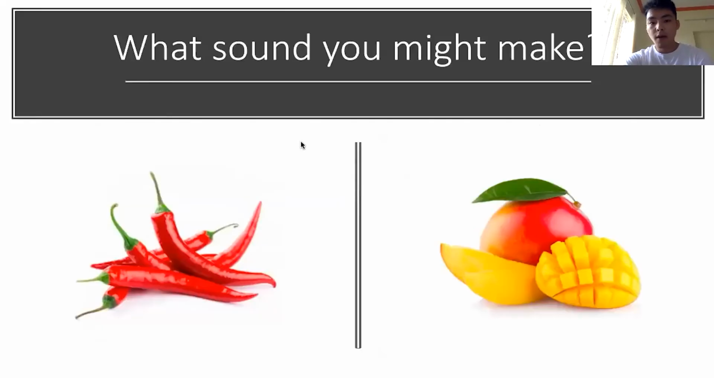Okay, so let's take the case of chili. When you eat a chili, you react. Although some of you might not know the word for the taste of chili, you just say it's spicy. That's one way to describe it. With words, you have to describe it as chili or spicy.